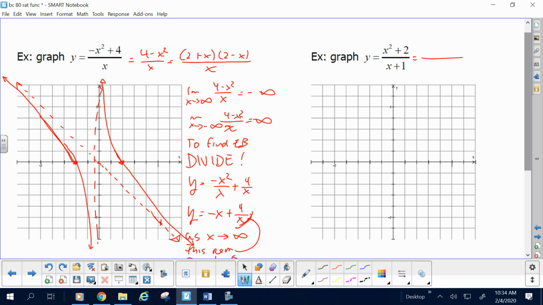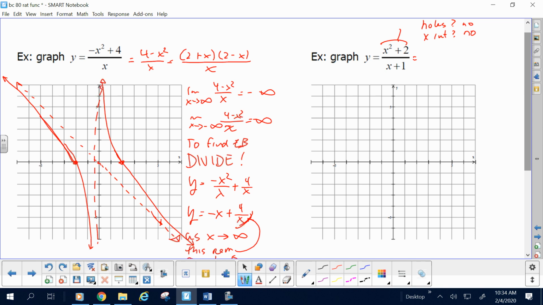First, let's talk zeros, holes, and vertical asymptotes. Any holes? No. Any x-intercepts? Why not? There are no real zeros to x squared plus 2. Do you agree? X squared plus 2 is always positive. All right, so that's none.